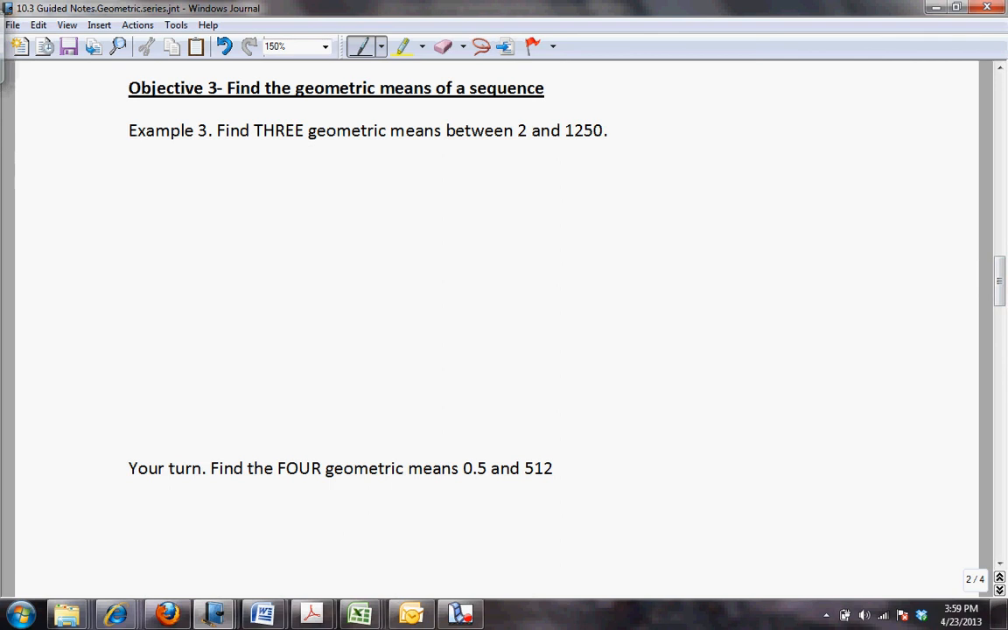So this one's a little tricky, but not really. Find the 3 geometric means between 2 and 1250. So this is key here. They tell you how many numbers are in between. Well, if there are 3 in between, that means there are 5 total numbers. There's 2 right here, then there's 3 more, and then there's 1250. So that means I know that n is 5. I have 5 terms. So if I'm trying to find a sub n, of course we're going to use a sub n is equal to a1 times r to the power of n minus 1.